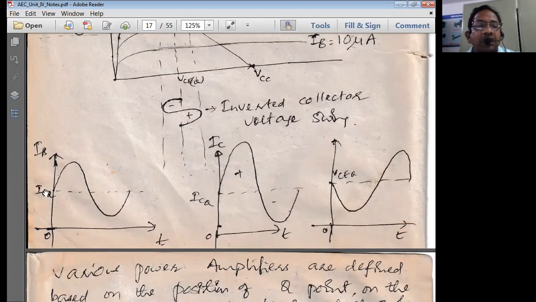Now, whatever excursions we get are on the bias voltage. The bias voltage is known as VCEQ. And if it is a current graph, we always draw it on the bias current called ICQ.